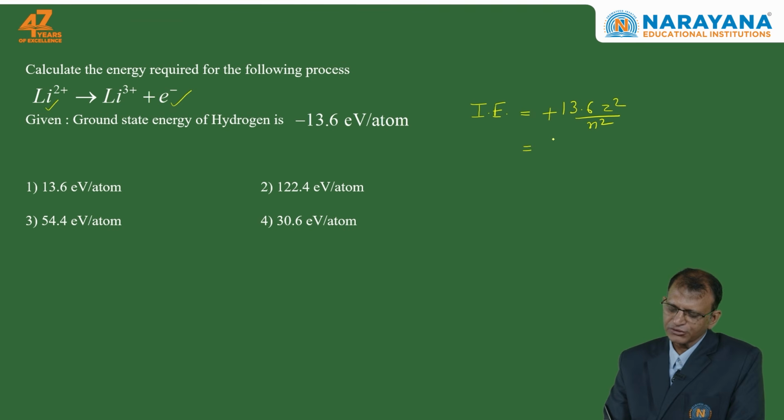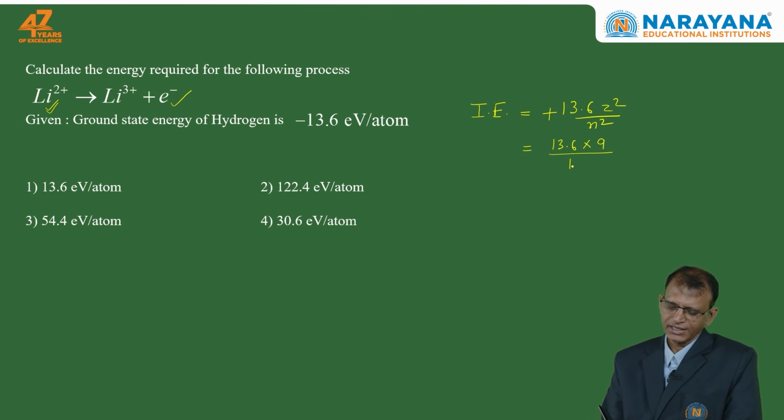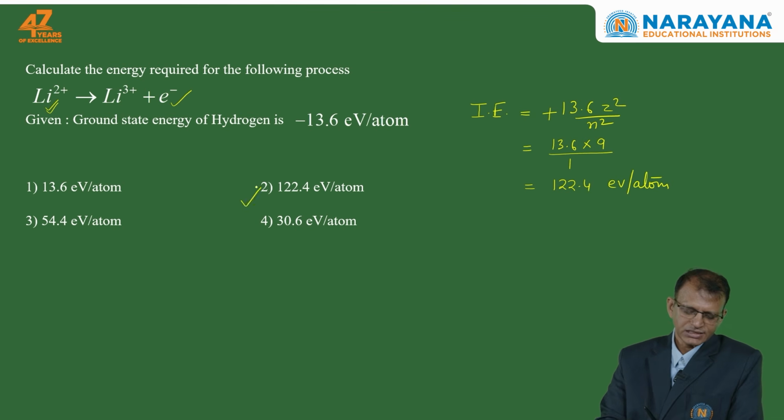So if we put the value, this is equal to 13.6, the value of Z square for lithium, Z is 3, so Z square will be 9, divided by 1, because lithium 2+ in ground state has electronic configuration of 1s1. So n is equal to 1. If we multiply 13.6 into 9, we are going to get 122.4 electron volt per atom. So from here we are getting that the second option is the answer for this.